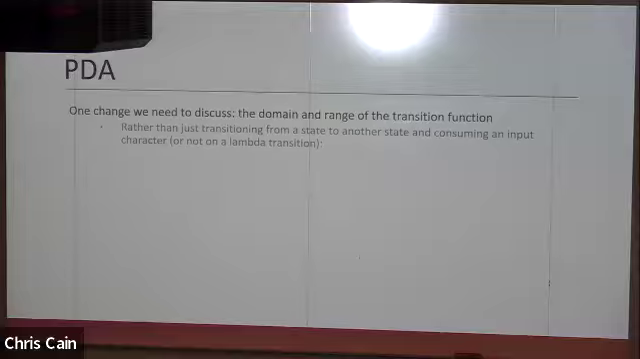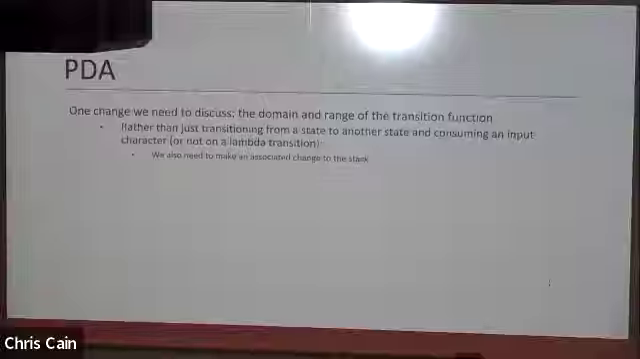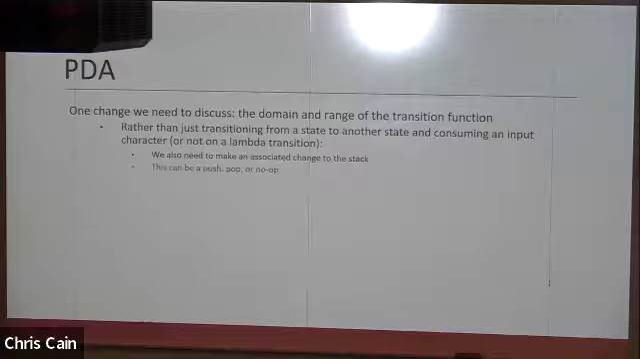So I actually did just talk about this. Rather than transitioning from a state to another state, consuming an input character, we also need to make an associated change to the stack. This can be a push, a pop, or a no-op, where you don't do anything to that top of stack symbol, which is partially why it's non-deterministic. The other non-determinism is that you can do different things to the stack on the same input symbol: push, pop, or what we're going to define as a no-op.